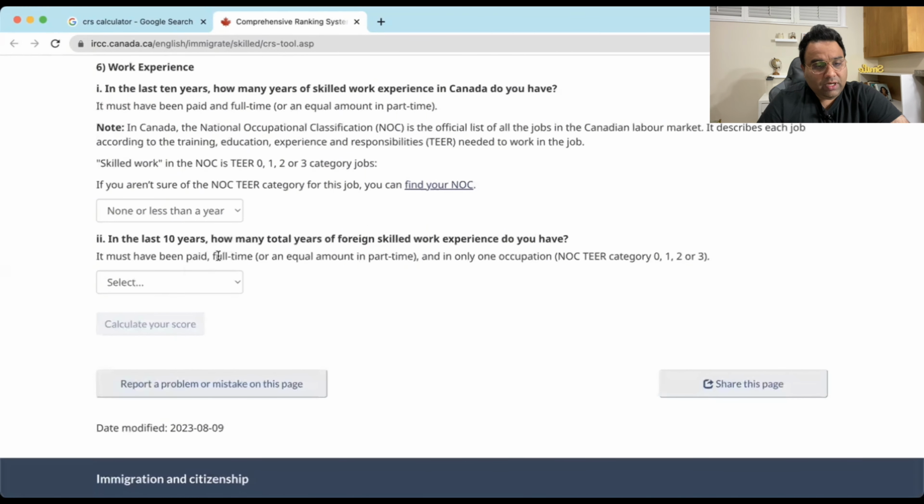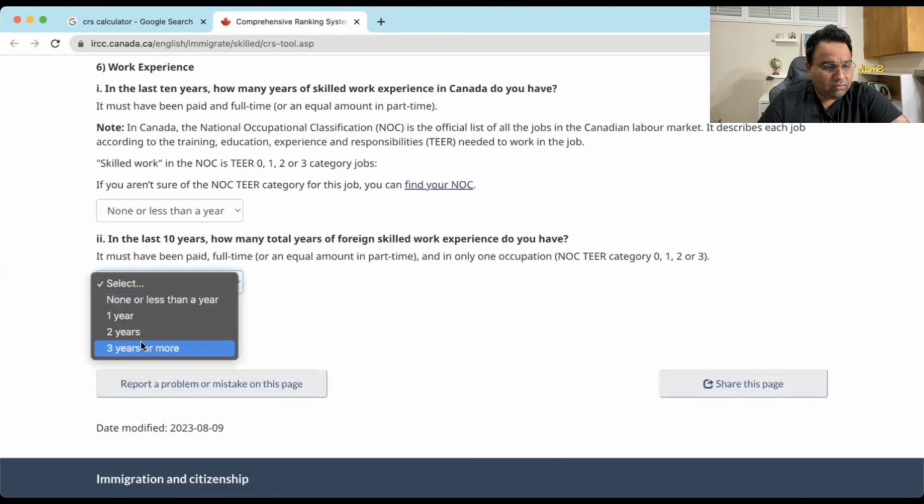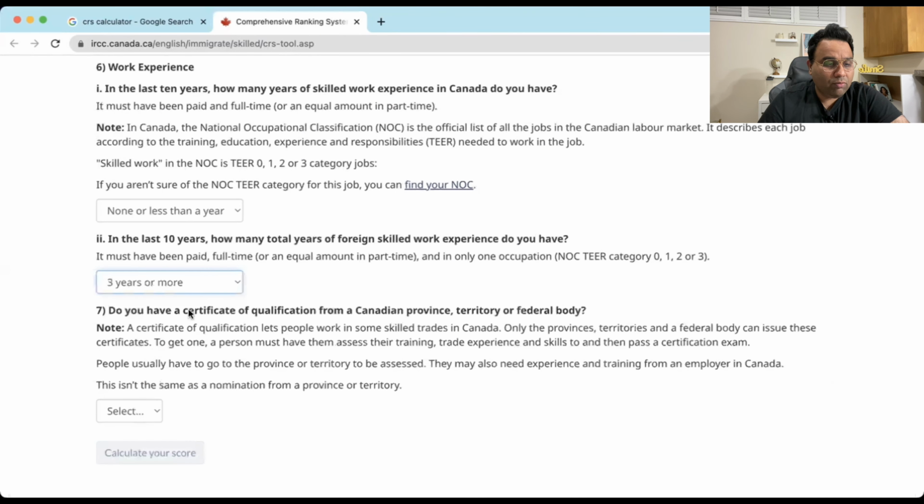In last 10 years, how many total years of foreign work experience you have had? So 2017, I would have had, I think, 7 years of work experience. So, doesn't really matter because you get maximum point at 3 years. So 3 years or more.